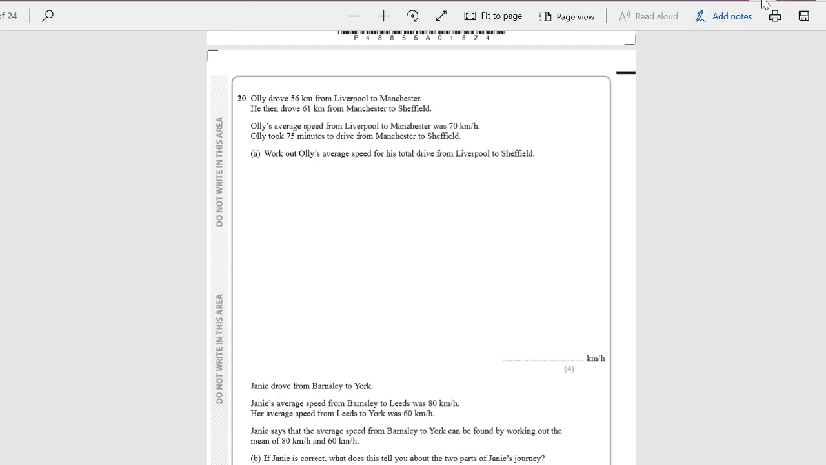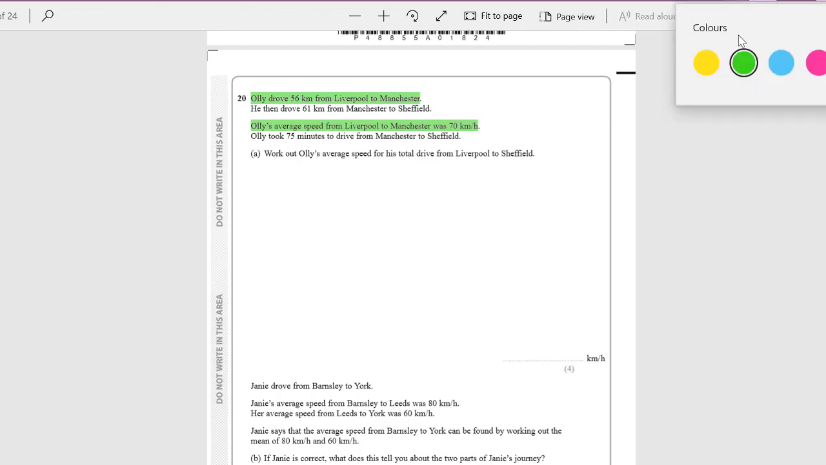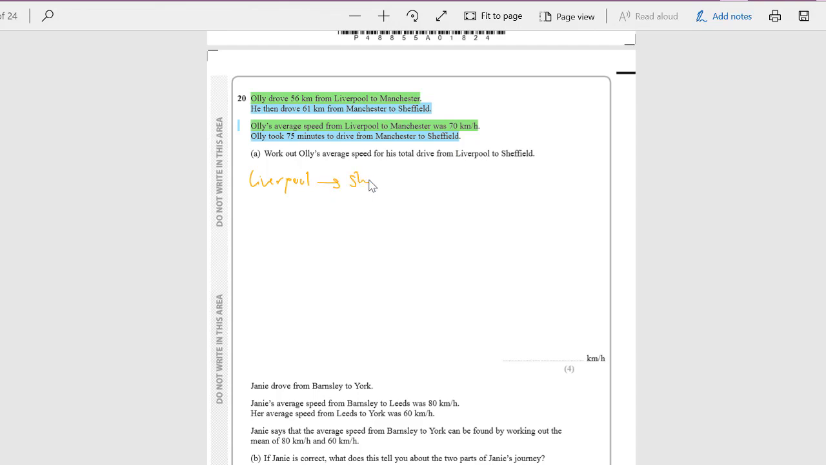Let's highlight some stuff here, just so we know what we're dealing with. That's the first part, Liverpool to Manchester, and then I'm going to highlight this and that. All the relevant stuff I want to highlight together. Essentially it wants Liverpool to Sheffield, and it's broken up into two parts: Liverpool to Manchester, then Manchester to Sheffield. So remember we had the distance, speed, and time triangle.